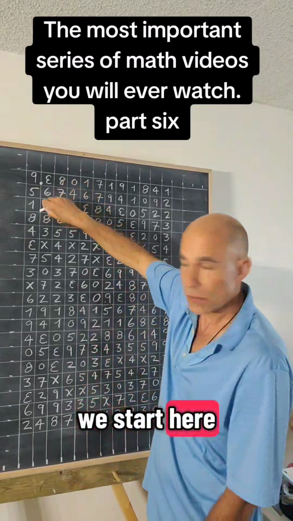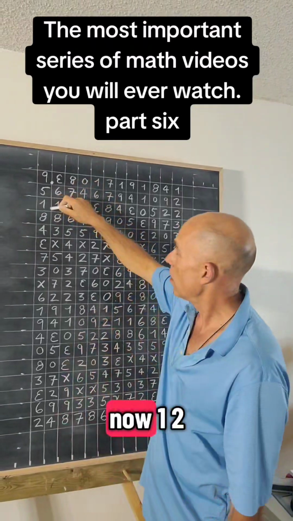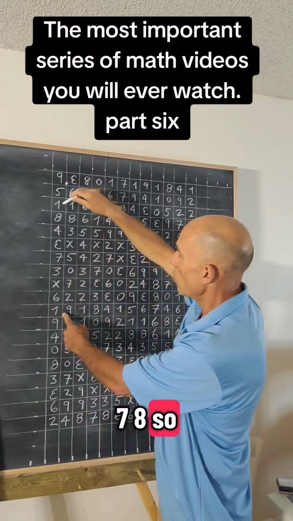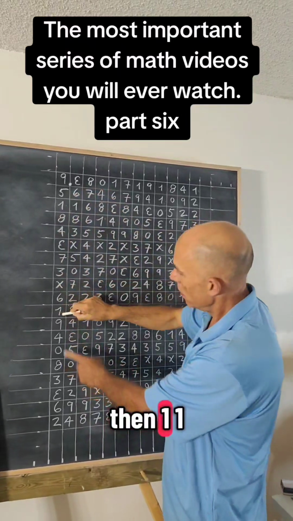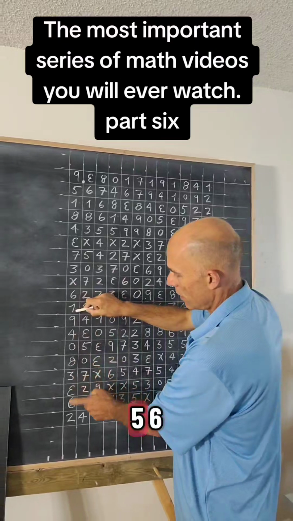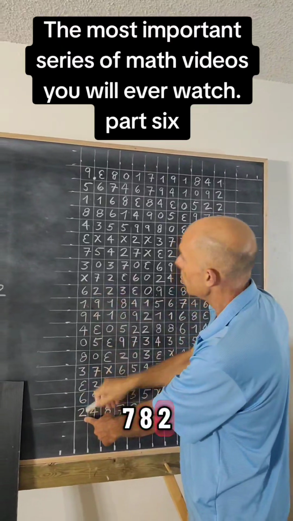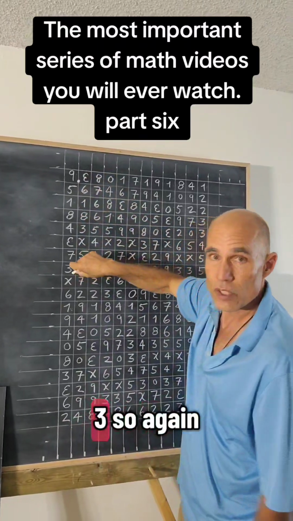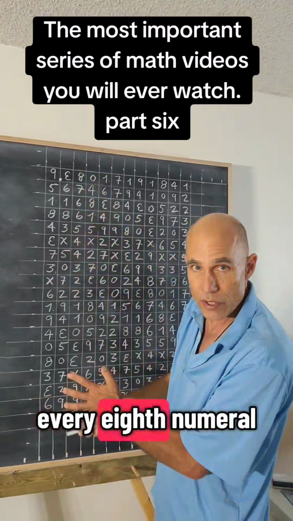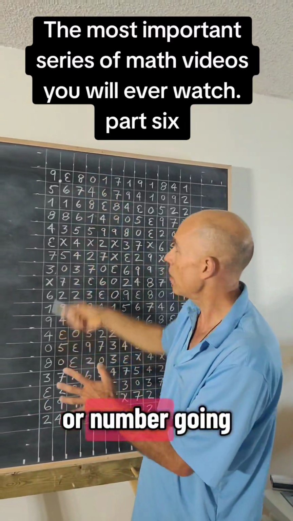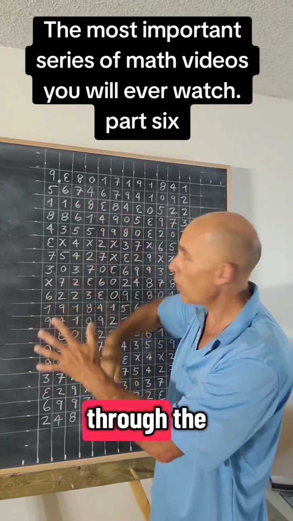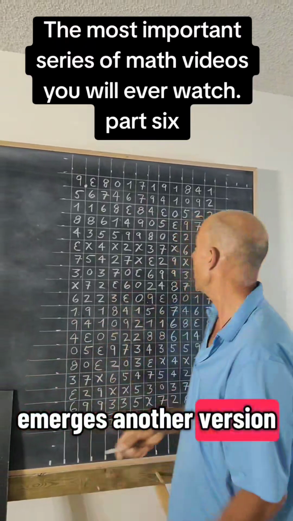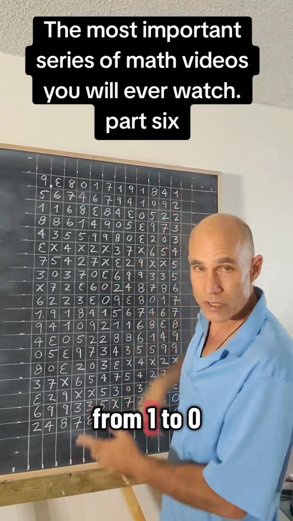We start here. I'm going to count now. 1, 2, 3, 4, 5, 6, 7, 8. So you go 1, then 1, 1, 2, 3, 4, 5, 6, 7, 8, 2, 1, 2, 3, 4, 5, 6, 7, 8, 3. So again, now we have every 8th numeral or number going through that, working through that pattern, emerges another version of this sequence from 1 to 0.